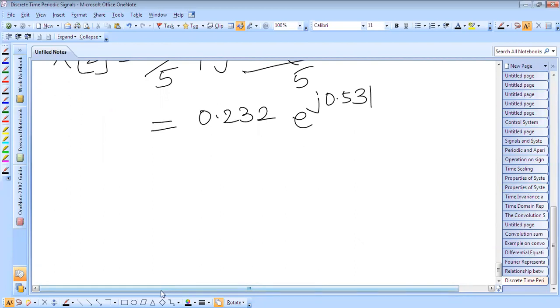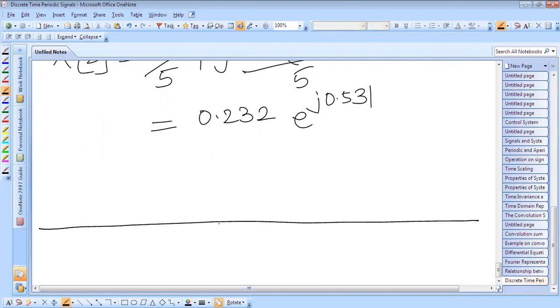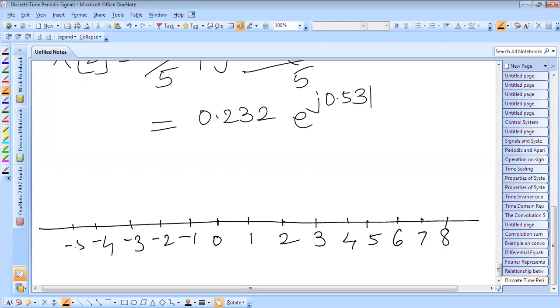So this is the magnitude and phase, because we have to draw the frequency domain representation. So frequency domain representation will draw. So we can say this is 0, 1, 2, 3, 4, 5, 6, 7, 8. Similarly on this side, -1, -2, -3, -4, -5, -6, like this. So this is 0.1, 0.2, 0.3.